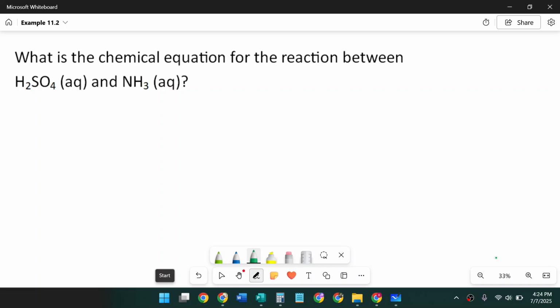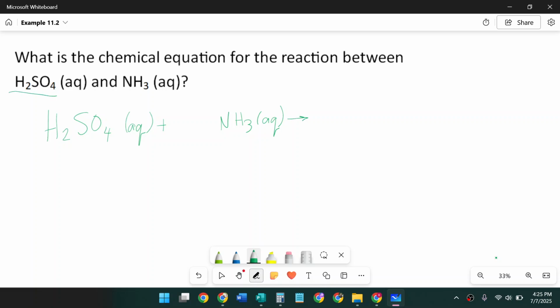This is example 11.2 from Discovering Design with Chemistry. What is the chemical equation for the reaction between H2SO4 and NH3? Now, thankfully, that means that we know that these are going to be the things having the reaction, so we can go ahead and write them on the reactant side, and then we can figure out what to do with them on the product side.